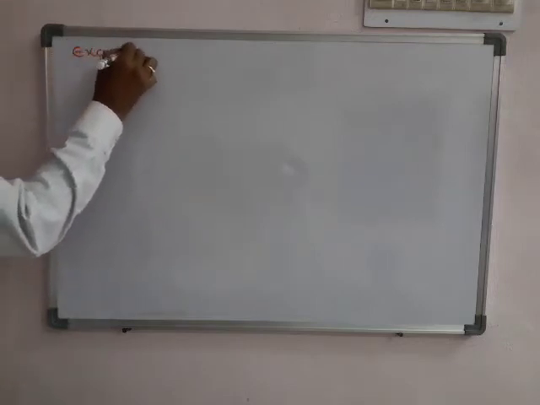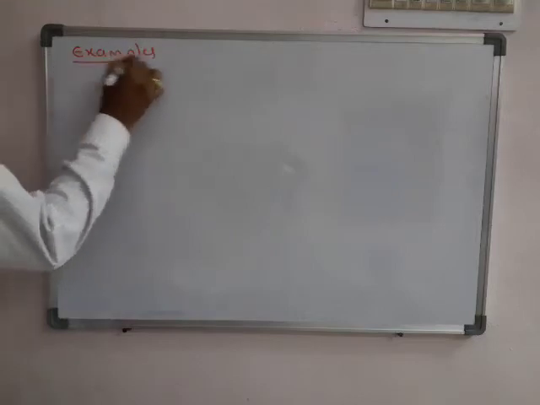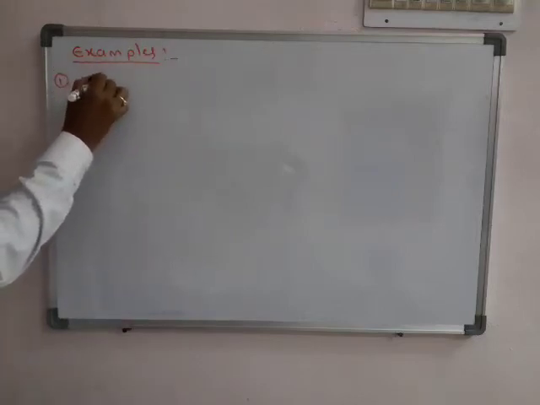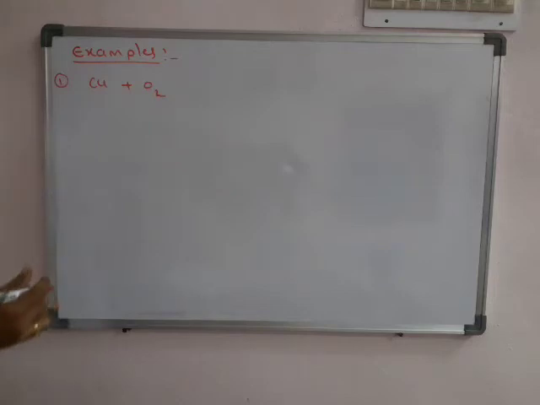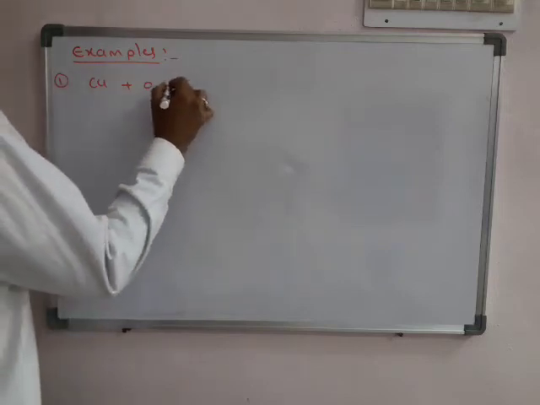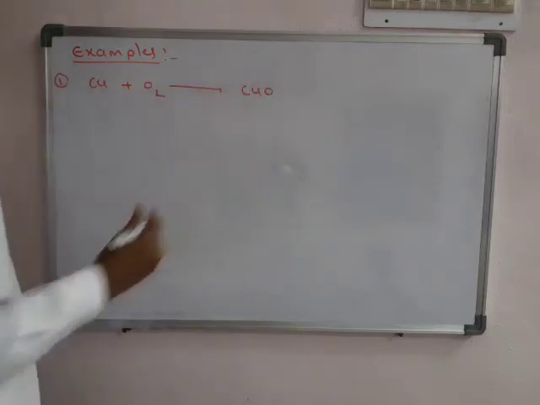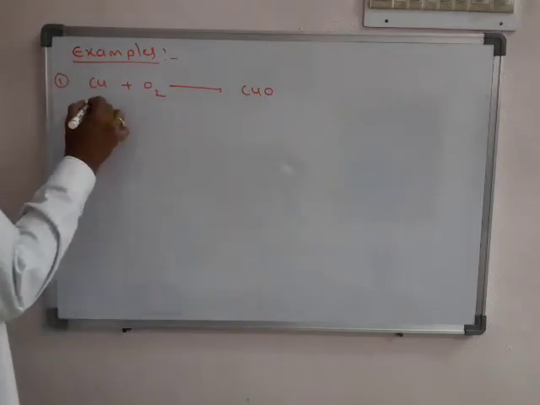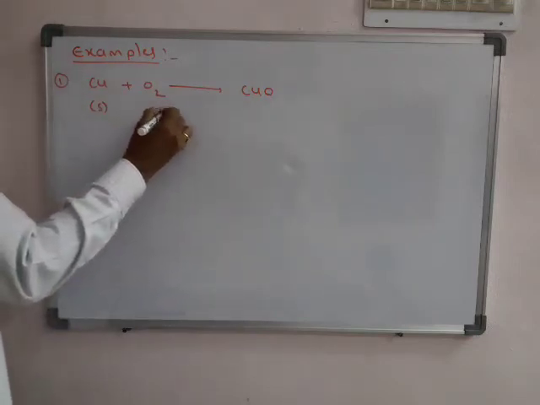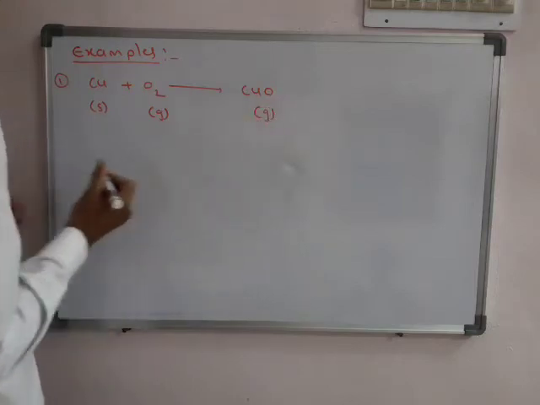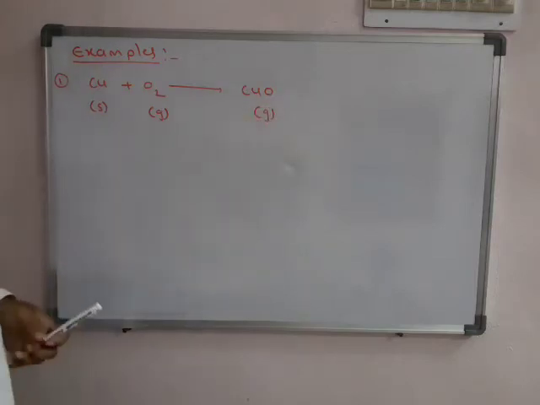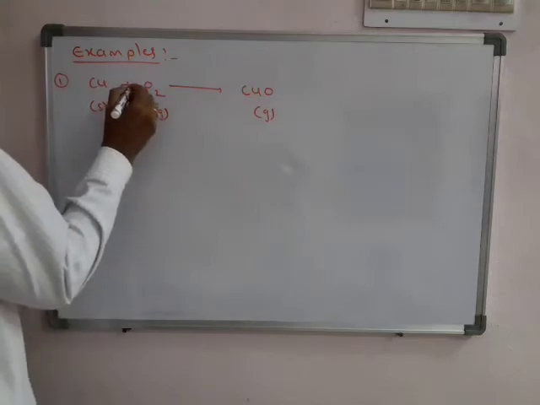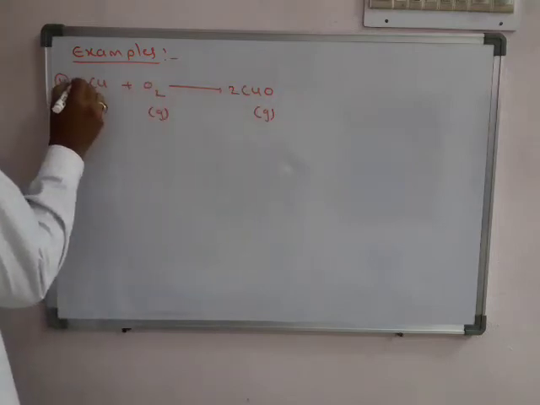We discuss some reactions and identify which is oxidized and which is reduced. Just example reactions. The first one: copper reacts with oxygen, giving CuO. Copper is solid, and O2 is given as a gas. First balance this: 2 coppers, 2 oxygens, 2 oxygens, 2 coppers.